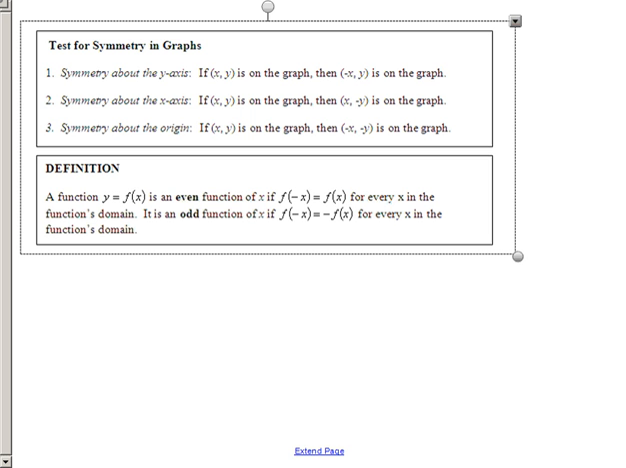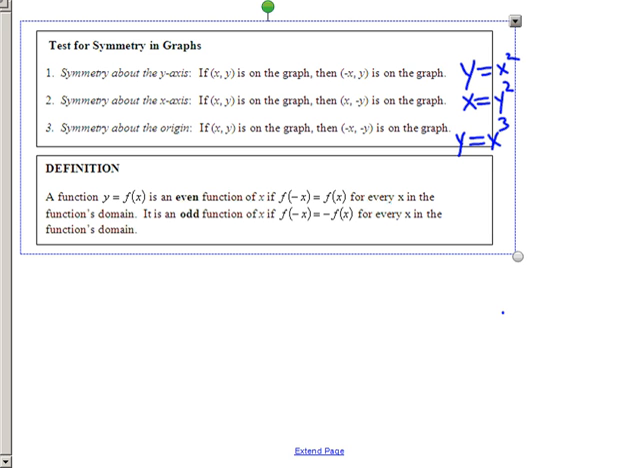Symmetric about the origin: if x, y is on the graph, then negative x, negative y is on the graph. Some good examples of these types of functions: something that is symmetrical about the y-axis would be y equals x squared. That's a nice example. Something that's symmetrical about the x-axis would be x equals y squared. Notice that it is not a function. It is a sideways parabola. And then a good example of something that's symmetrical about the origin, you can go y equals x, or if you want an example that's a little bit more involved, y equals x cubed.